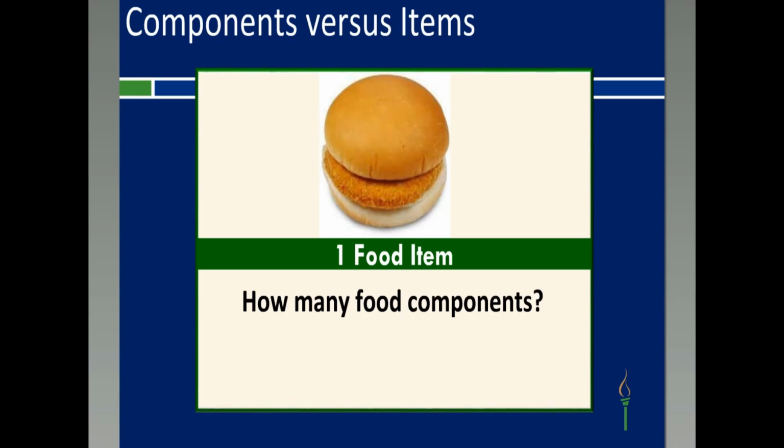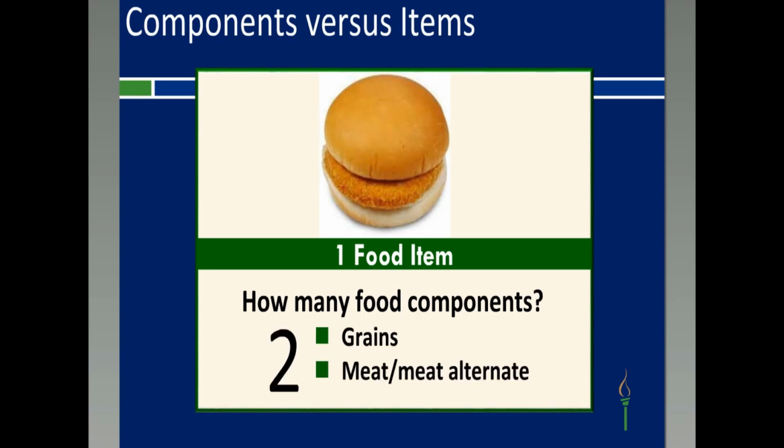Here we have a chicken patty sandwich, considered one food item, but within it might consist of 2 full components, the grains being the bun and the meat alternate being the chicken patty itself. The breading might also contribute to the grains.